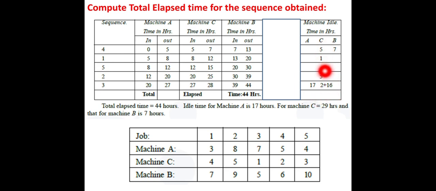So in total, this gives the idle time for machine C, machine A's idle time is this, machine B's idle time is this. So total elapsed time is how much? 44 hours. Idle time for machine A is 17 hours, for machine C is 29 hours, and machine B is 7 hours. In this way we need to solve the problem.